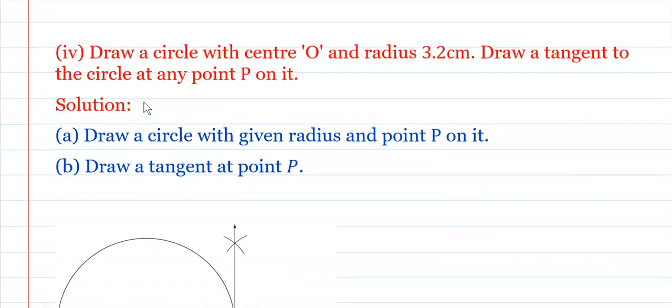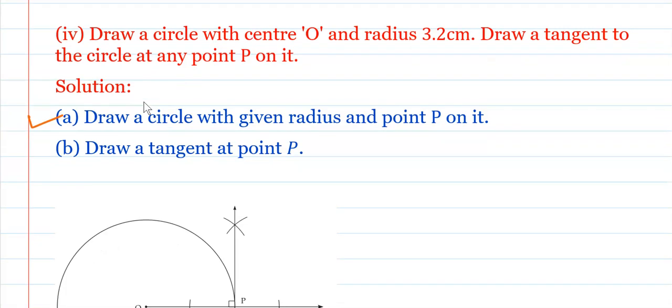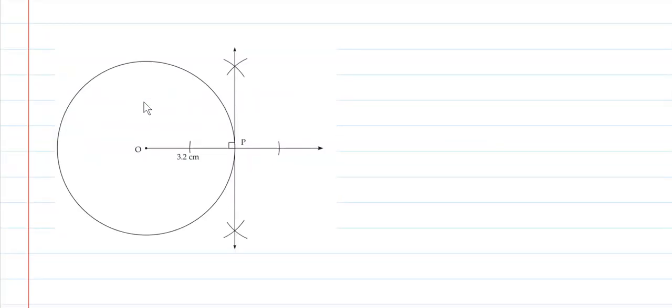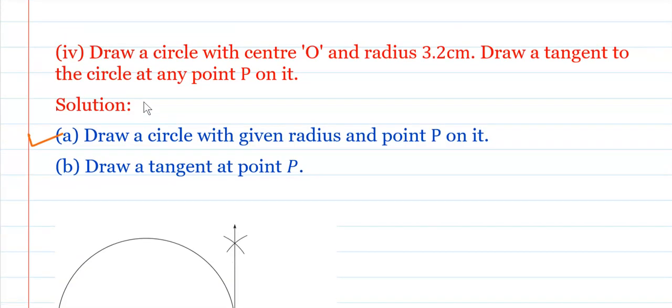Easy question though. Next, draw a circle with center O, radius 3.2 centimeter. Draw a tangent to the circle at any point P on it. Easy question. First, draw a circle with given radius and point P on it. म्हणजे इथे काय तर सर्कल ड्रॉ करणार. Take this as a center. सर्कल ड्रॉ करणार. Take the P as a point. Draw tangent at the point P.